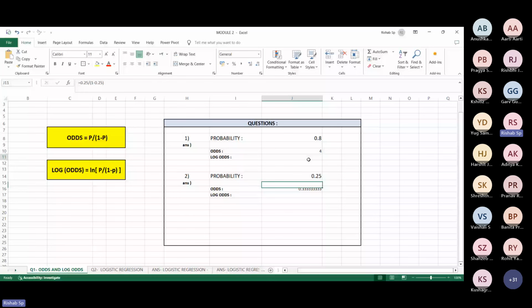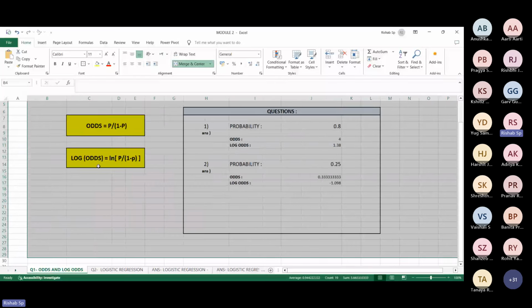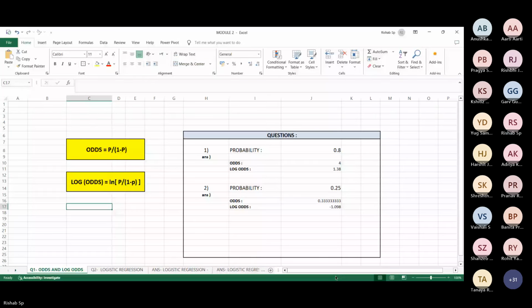My screen is visible, right, Harshit? Yes, Rishabh, it is visible.